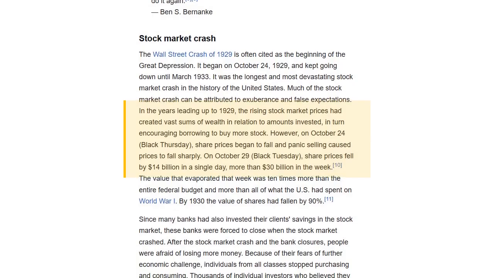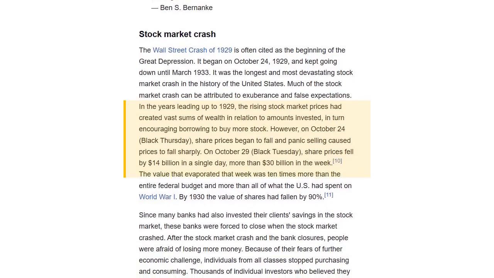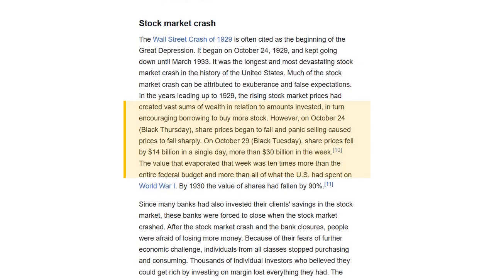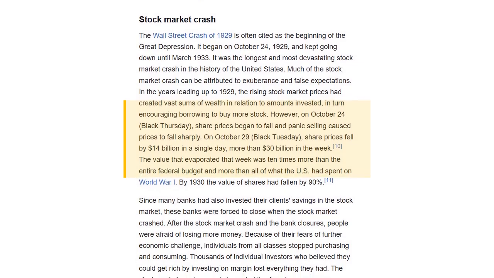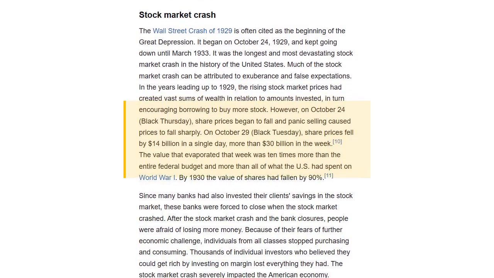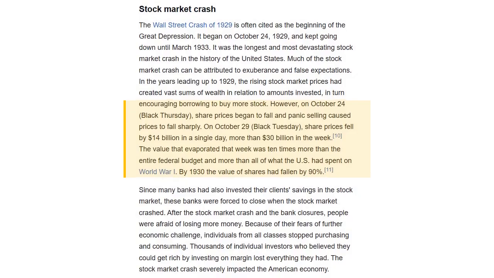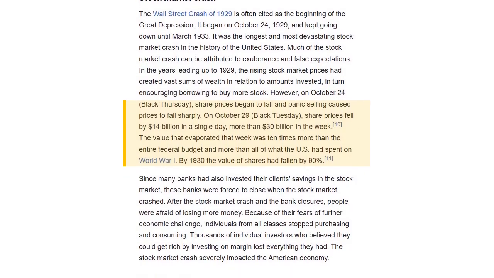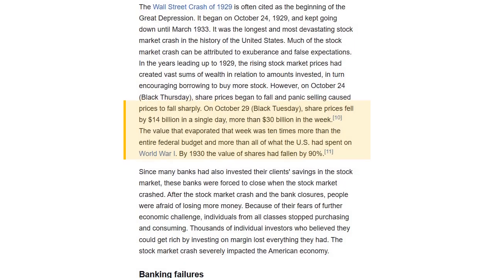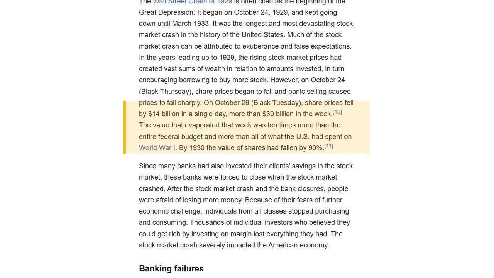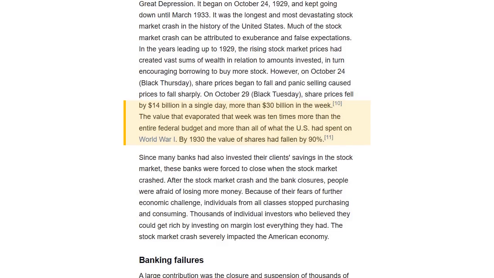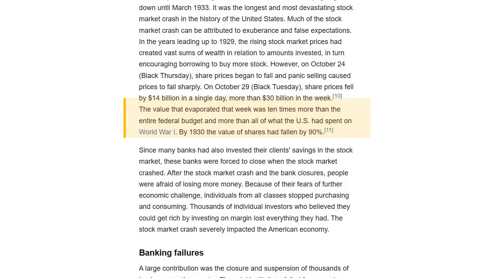However, on October 24th, Black Thursday, share prices began to fall, and panic selling caused prices to fall sharply. On October 29th, Black Tuesday, share prices fell by 14 billion in a single day, more than 30 billion in the week. The value that evaporated that week was 10 times more than the entire federal budget, and more than all of what the US had spent on World War I. By 1930, the value of shares had fallen by 90%.